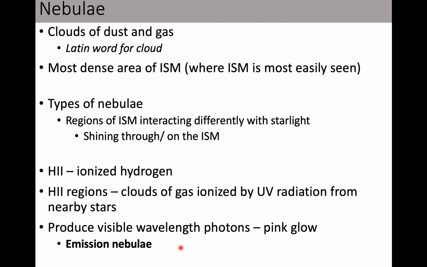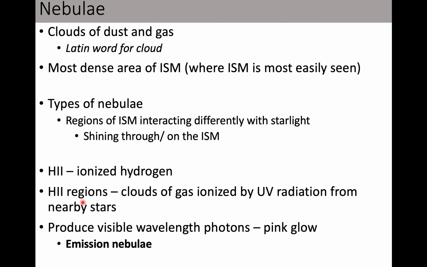So nebulae, there's a couple different types. And really, the different types are characterized by how that region of ISM interacts with the nearby stars. So is starlight shining through? Is starlight shining on the ISM? It depends on the situation, is how we classify different types of nebulae.